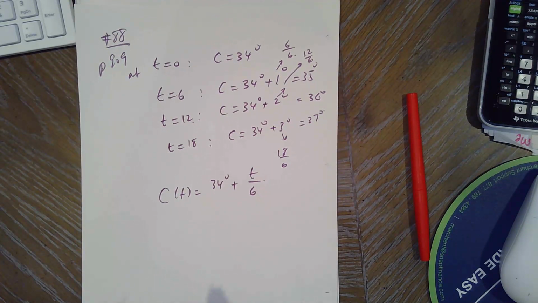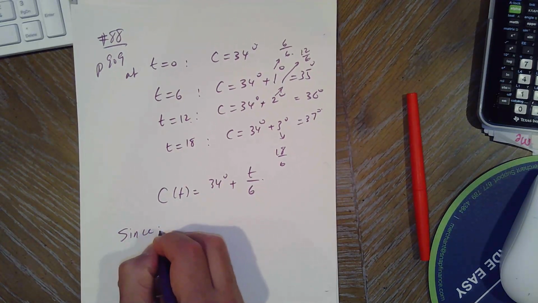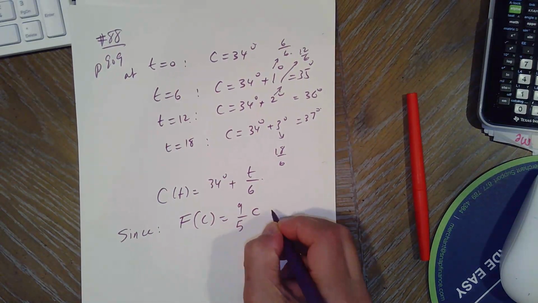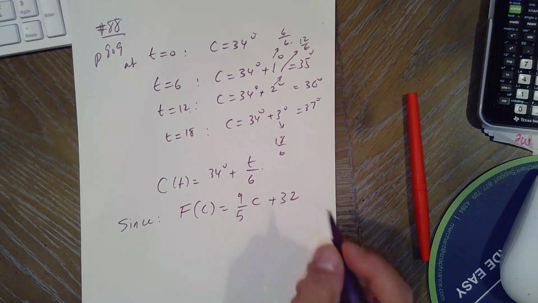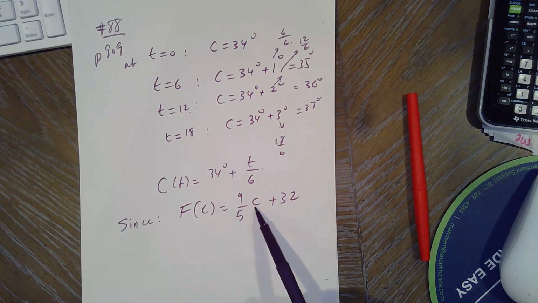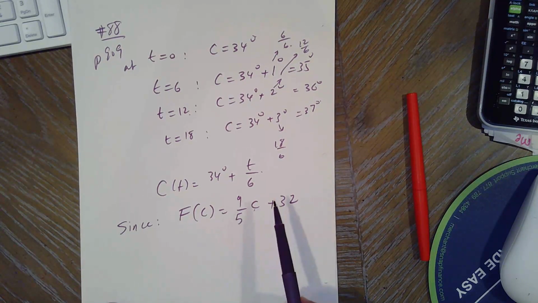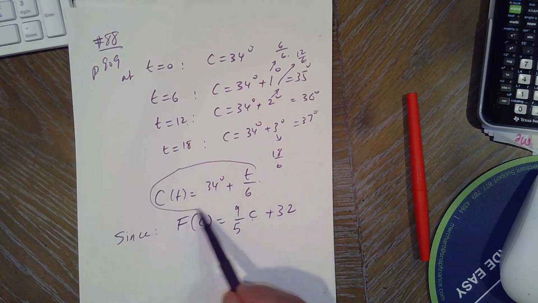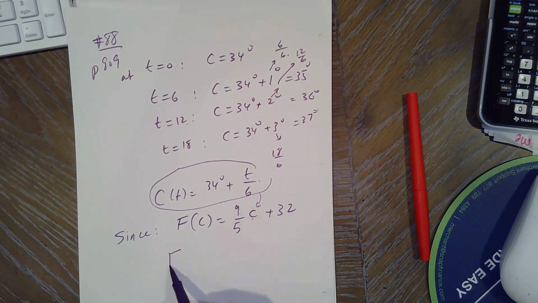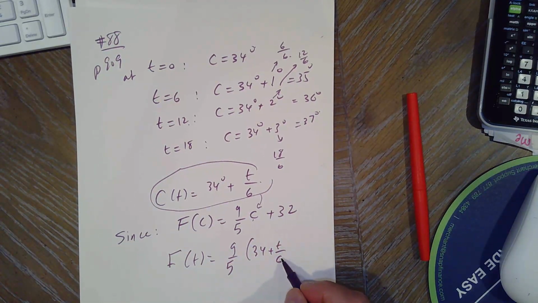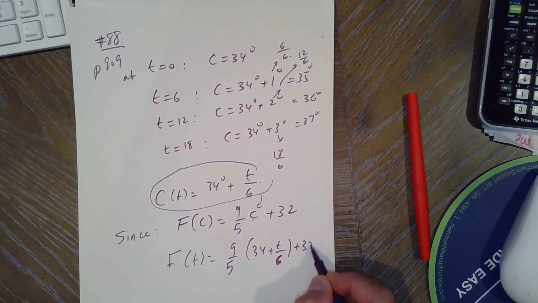Okay, we also know F of C, we know the formula, 9 over 5 C plus 32. Okay, Fahrenheit and Celsius, that's the formula. So if you want to take C and put it in there, we get F of T equals 9 over 5 times 34 plus T over 6, plus 32.